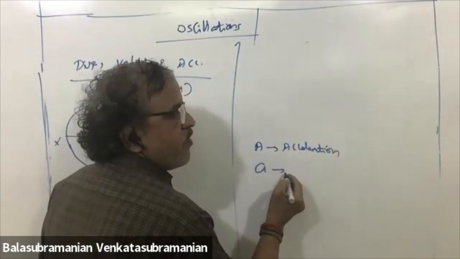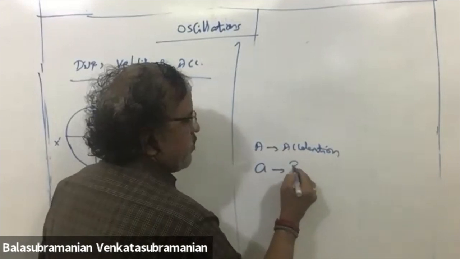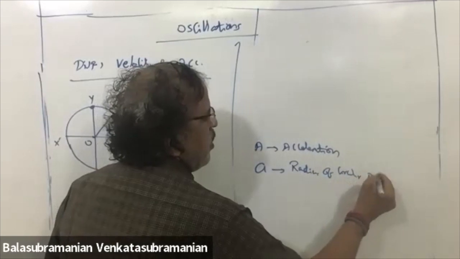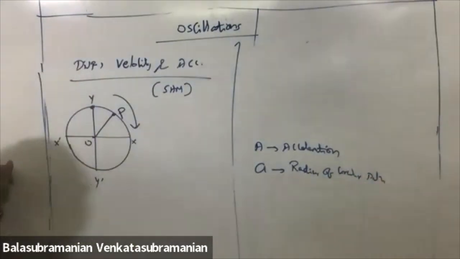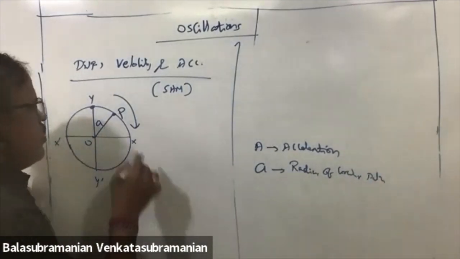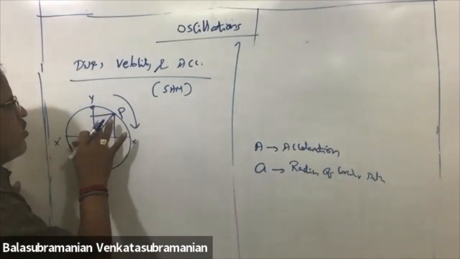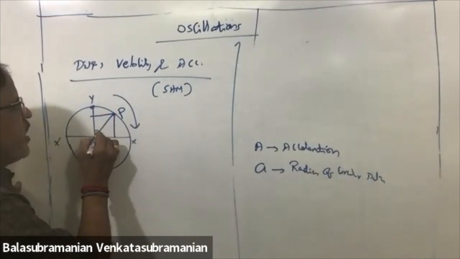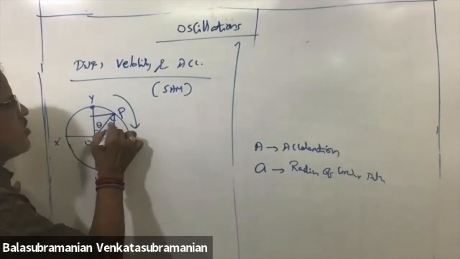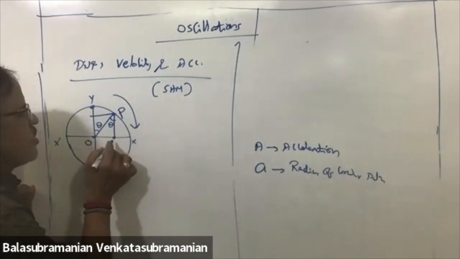Small a, you take it for the radius of the circular path. Okay, so small a. You drop a perpendicular here and here. It is making an angle theta. If this is theta, vertically opposite, this is also theta. So, initial position, final position.